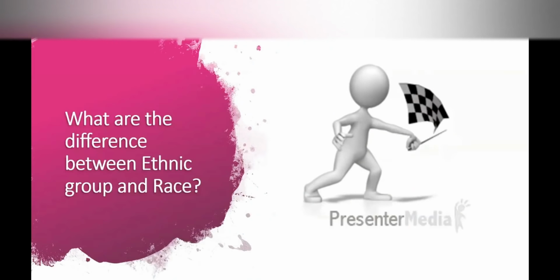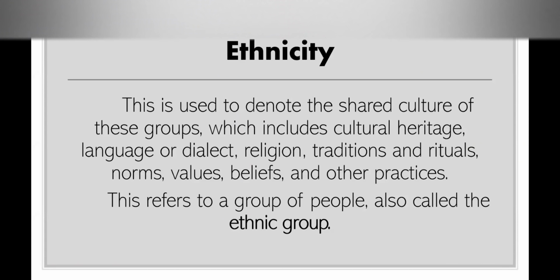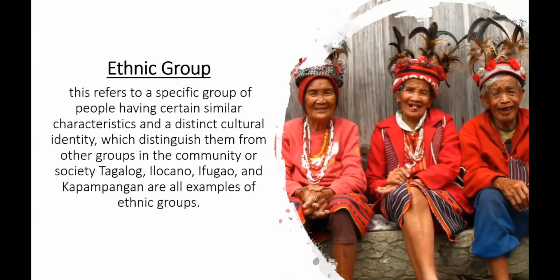Okay, for our lesson 4, we're going to talk about the cultural variation and social differences in terms of ethnicity. When we say ethnicity, this is used to denote the shared culture of these groups, which includes cultural heritage, language or dialect, religion, traditions and rituals, norms, values, beliefs, and other practices. Now, this refers to a group of people who are also called an ethnic group. When we say ethnic group, this refers to a specific group of people having certain similar characteristics and a distinct cultural identity, which distinguishes them from other groups in the community or society. For example, Tagalog, Ilocano, Ifugao, and Kapampangan are all examples of ethnic groups.